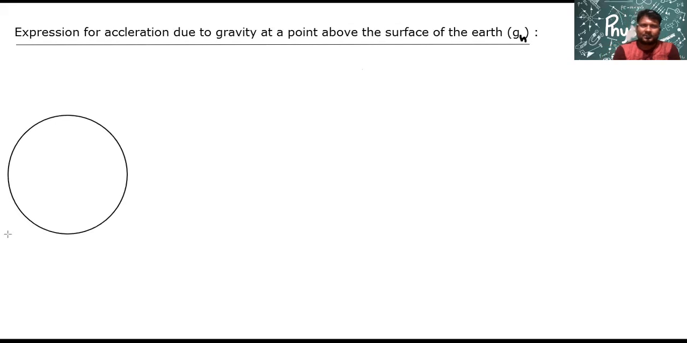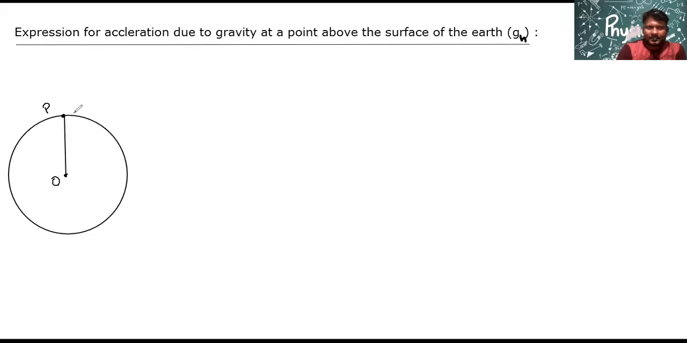We should show that it should be done properly. And my dear kids, this is the diagram of earth, and we are drawing the radius as well of the earth. So my dear kids, this is point P and this is point O.